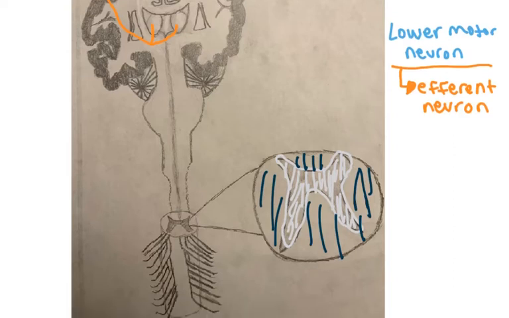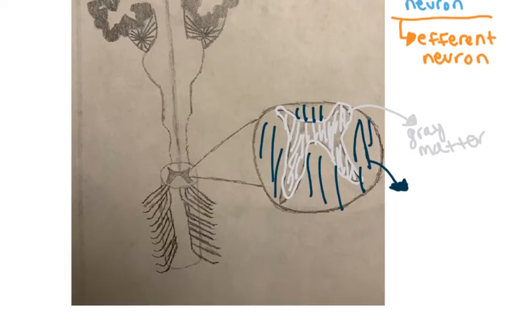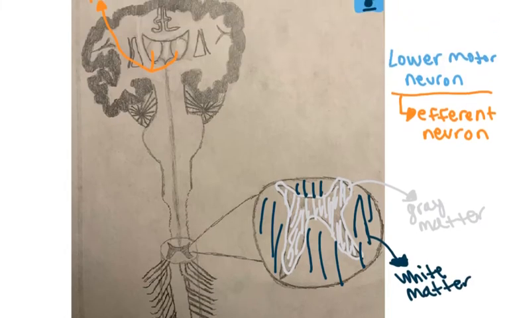Anyway, this is our gray matter, so let me write that down. Just a bunch of cell bodies, gray matter of our central nervous system, and this is the surrounding. Our anterior white columns, lateral white columns, and posterior white columns are the white matter of our spinal cord, so myelinated axons.